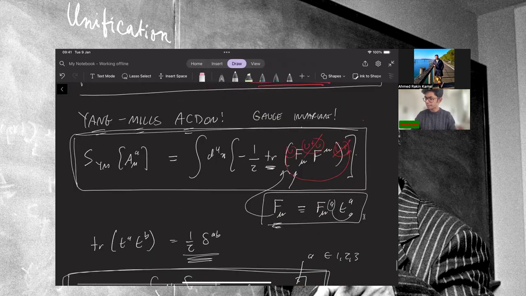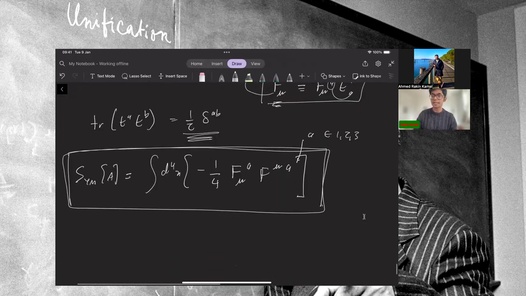Good. Okay, so this is the non-abelian gauge theory action. We are almost out of time, so I'm just going to say one more quick thing about what this action means, and then I will end the lectures and pass it on to the next person.